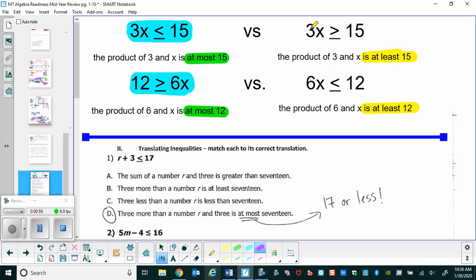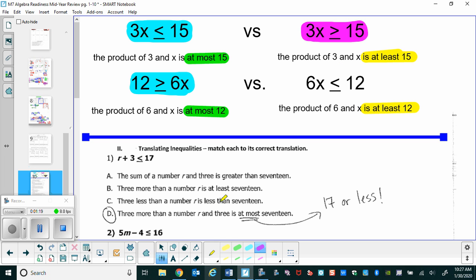Now over here in purple, what you can see is that I've got 3 times the number is greater than or equal to 15. So the product of 3 and x could be more than or equal to 15, meaning it's at least 15. When you see "at least 15," that means 15 or more. So that's how this works.